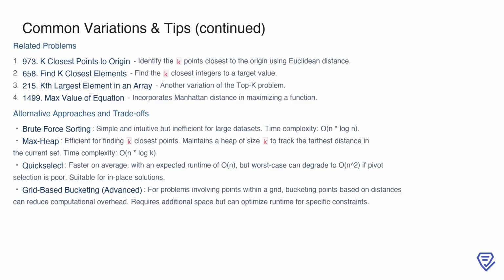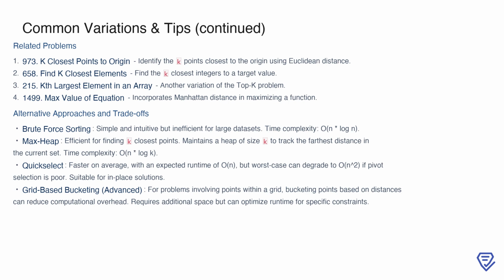When considering alternative approaches, brute force sorting is straightforward but inefficient for larger datasets, with a time complexity of O(n log n). Using a max heap is more efficient for finding the k closest points, as it maintains only the k farthest distances in the current set, reducing the complexity to O(n log k). Quick select is often the fastest option, with an average runtime of O(n), though it can degrade to O(n^2) if pivot selection is poor.